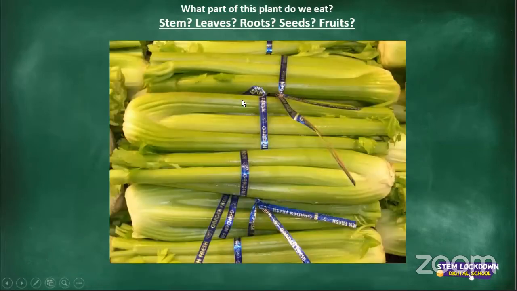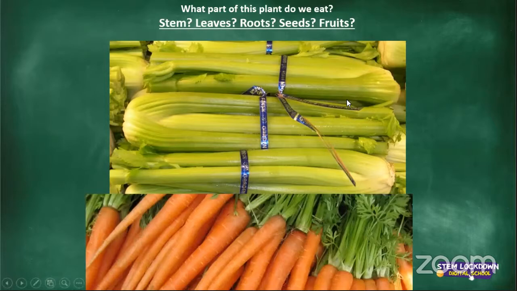All right. Over here, what about this food over here? Which part of it are we eating? Are we eating the stem, the roots, the leaves, or the seeds? All right, a lot of you are saying stem. Very, very good. We are eating the stem of the food.